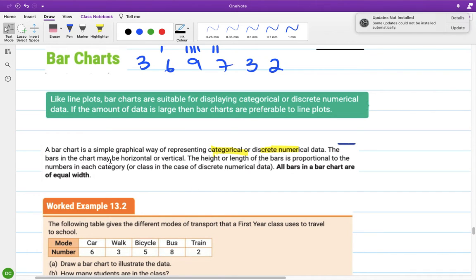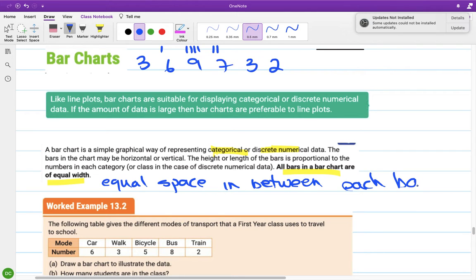And the height or length of the bars are proportional to the number in each category. So, you know, say the sports, and you have a bar that contains 10 people and a bar that contains 5 people, the bar that contains 10 people will be twice as tall as the bar that contains 5 people. That's what they mean by proportional. Okay, but you're probably aware of that anyway. All bars in a bar chart have to be of equal width. And another thing I would like to add is that there needs to be an equal space in between each bar. Okay, that's quite an important thing.